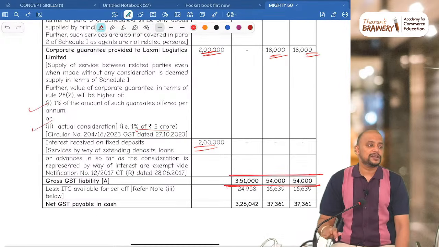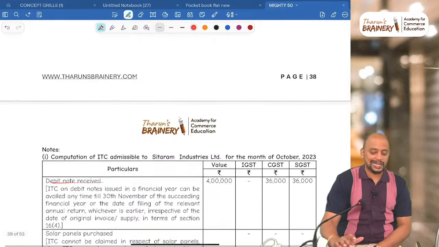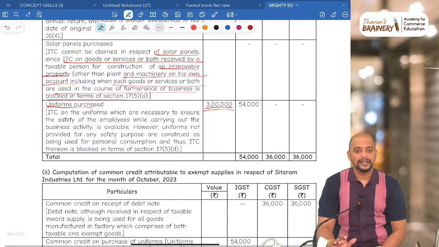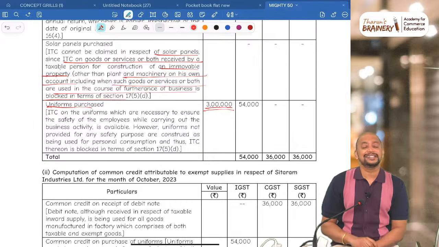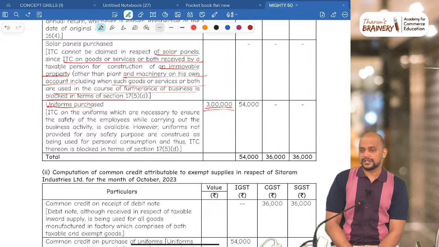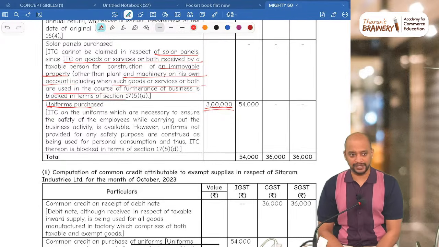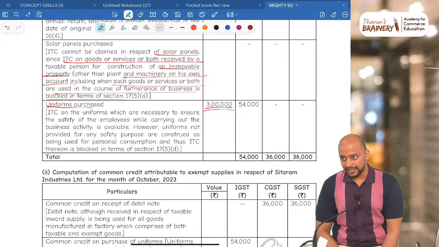So why on the remaining amount, that 4 lakhs, will we not be able to take ITC? Personal purpose, like that it is given. So for that they cannot take. It is actually purchased goods distributed as gifts or free samples. Okay. And a lot of companies will do this.